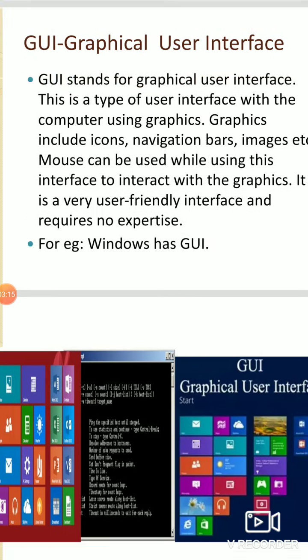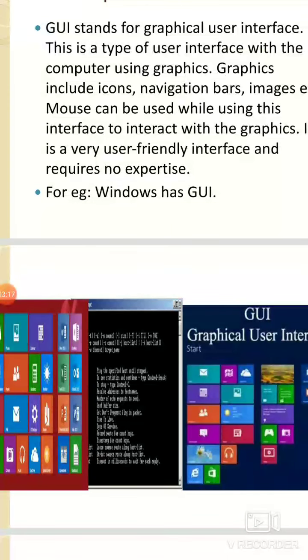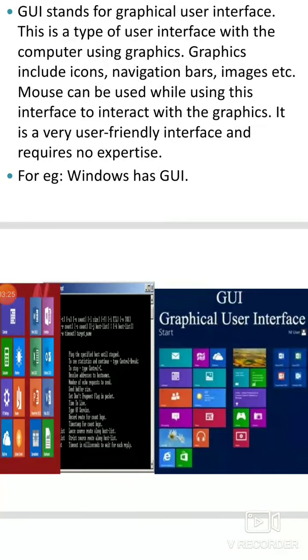Now, here are the pictures of CUI and the GUI. Here you can see that Microsoft DOS is the example of CUI, and the modern Windows system is an example of graphical user interface.